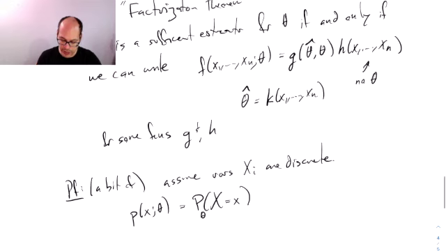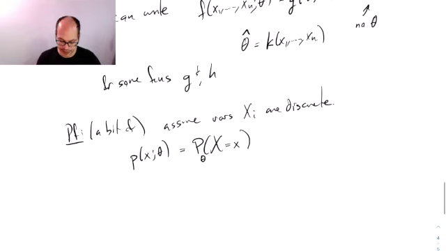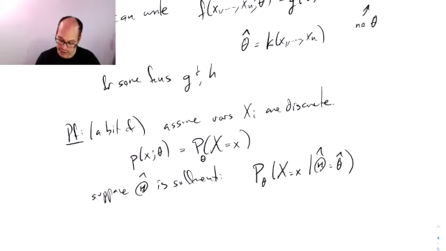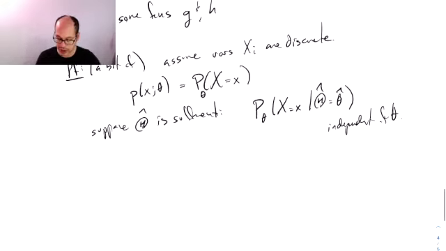And now, let's suppose that we have a sufficient estimator. So suppose that theta hat is sufficient, which is to say that the conditional probability that X is equal to x, given that our estimator has some particular value theta hat, is independent of theta. It doesn't depend on theta. So that's our assumption.